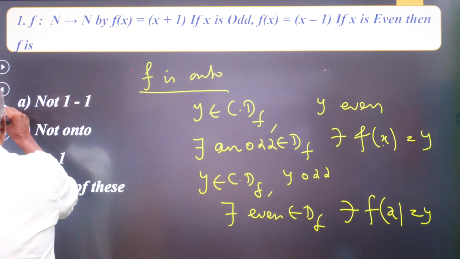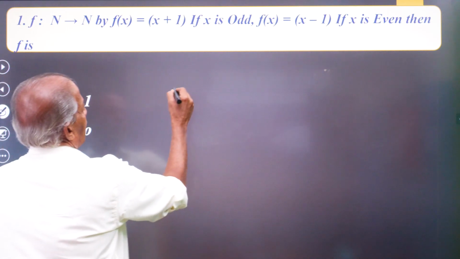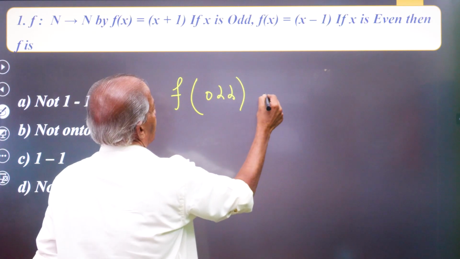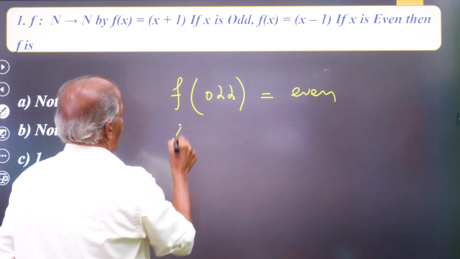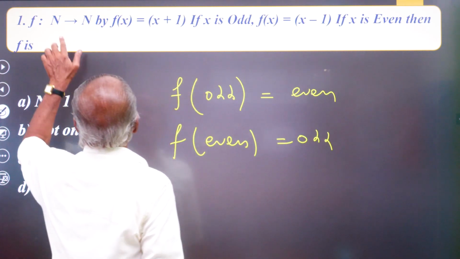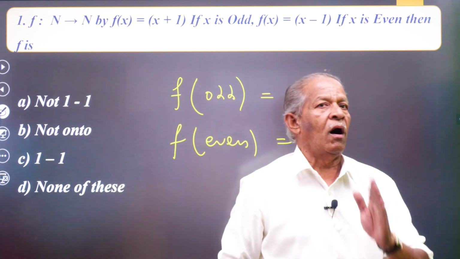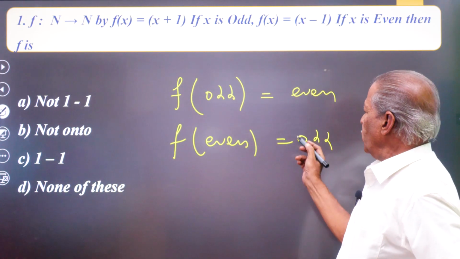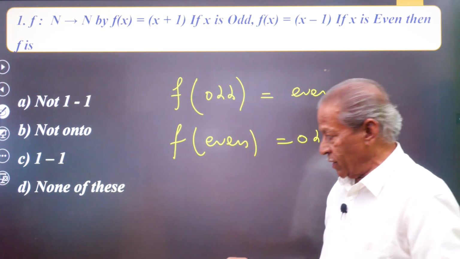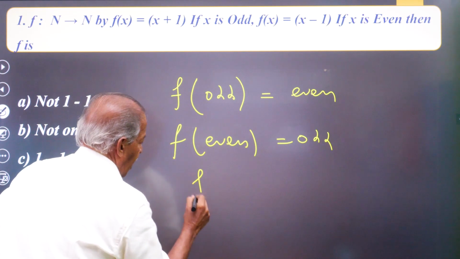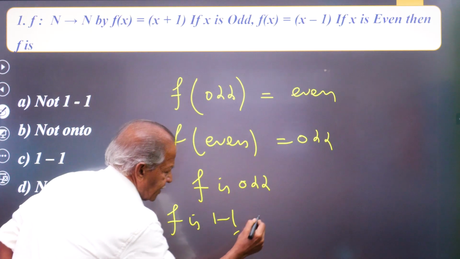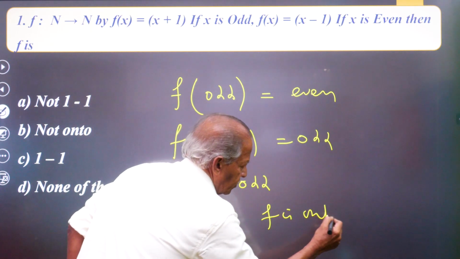Therefore, totally I am concluding that f of odd gives an even number, and f of even gives an odd number. Therefore, N consists of either even or odd numbers. Odd numbers are the pre-images of even numbers, and even numbers are the pre-images of odd numbers. That is the case. Therefore, f is onto. The first case, f is one-one, and second case, f is onto.